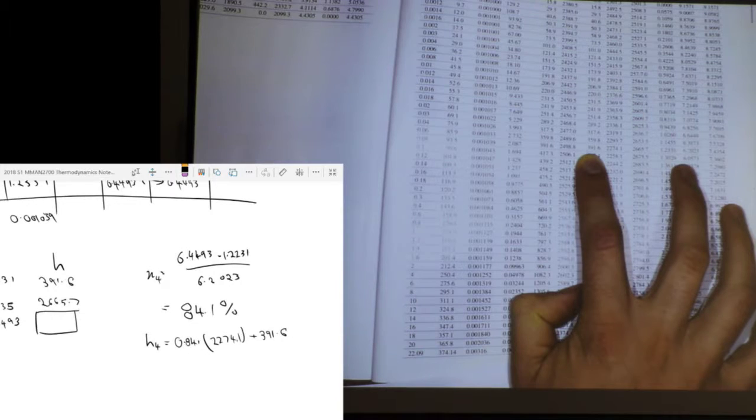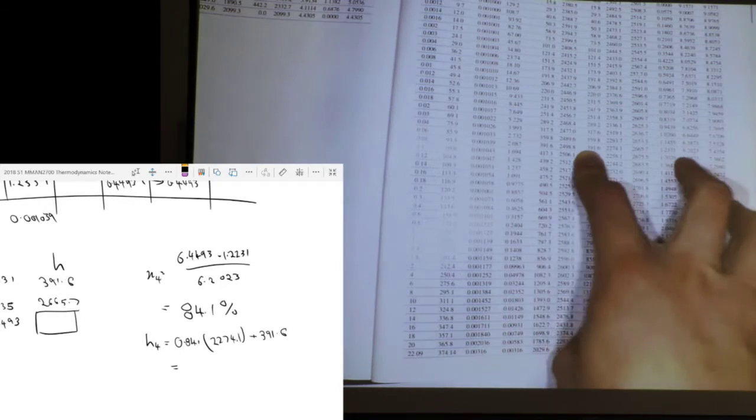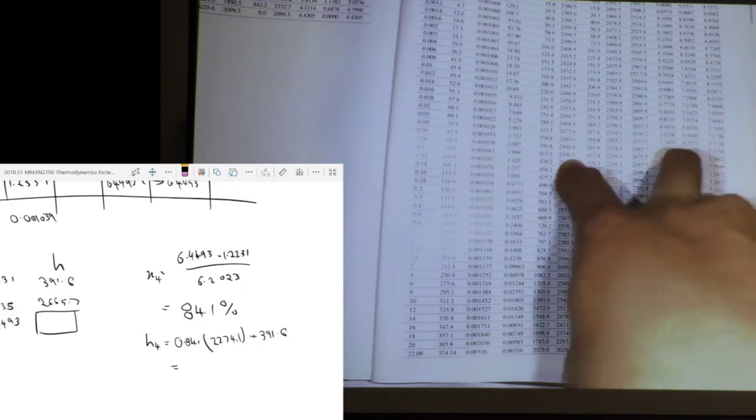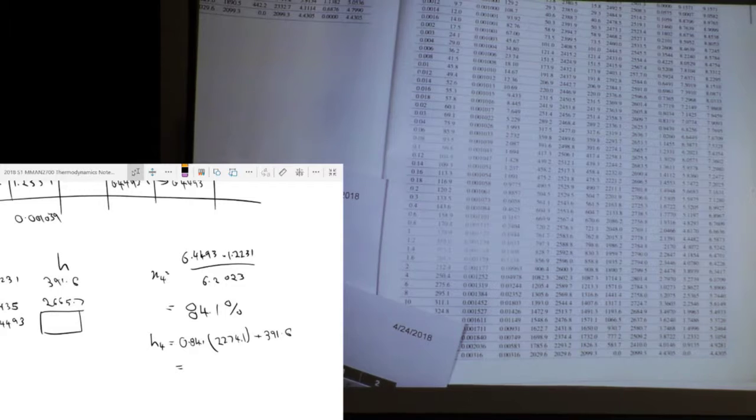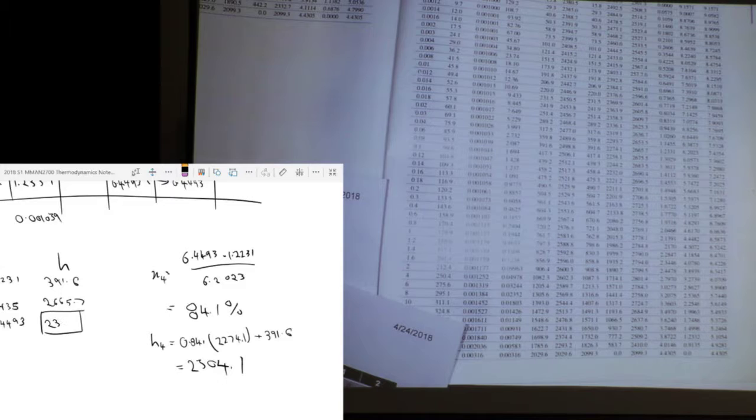391.6. If anything I'm doing doesn't make sense to you, now's a great time to say, hey, can we just talk about that? Literally, this lecture is a great time to do that. And if one was to tap that in your calculator, 2304. Good. I got a slightly different number, but you probably used 0.41.